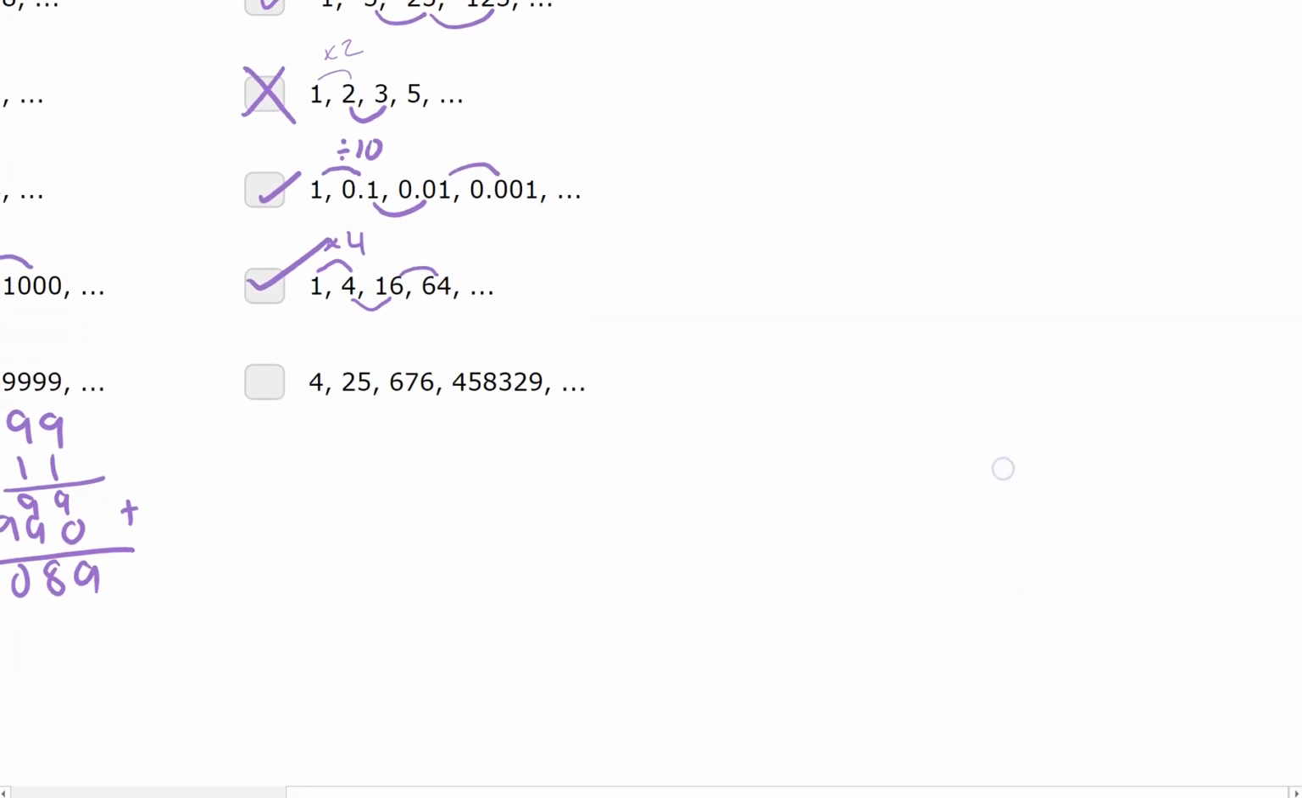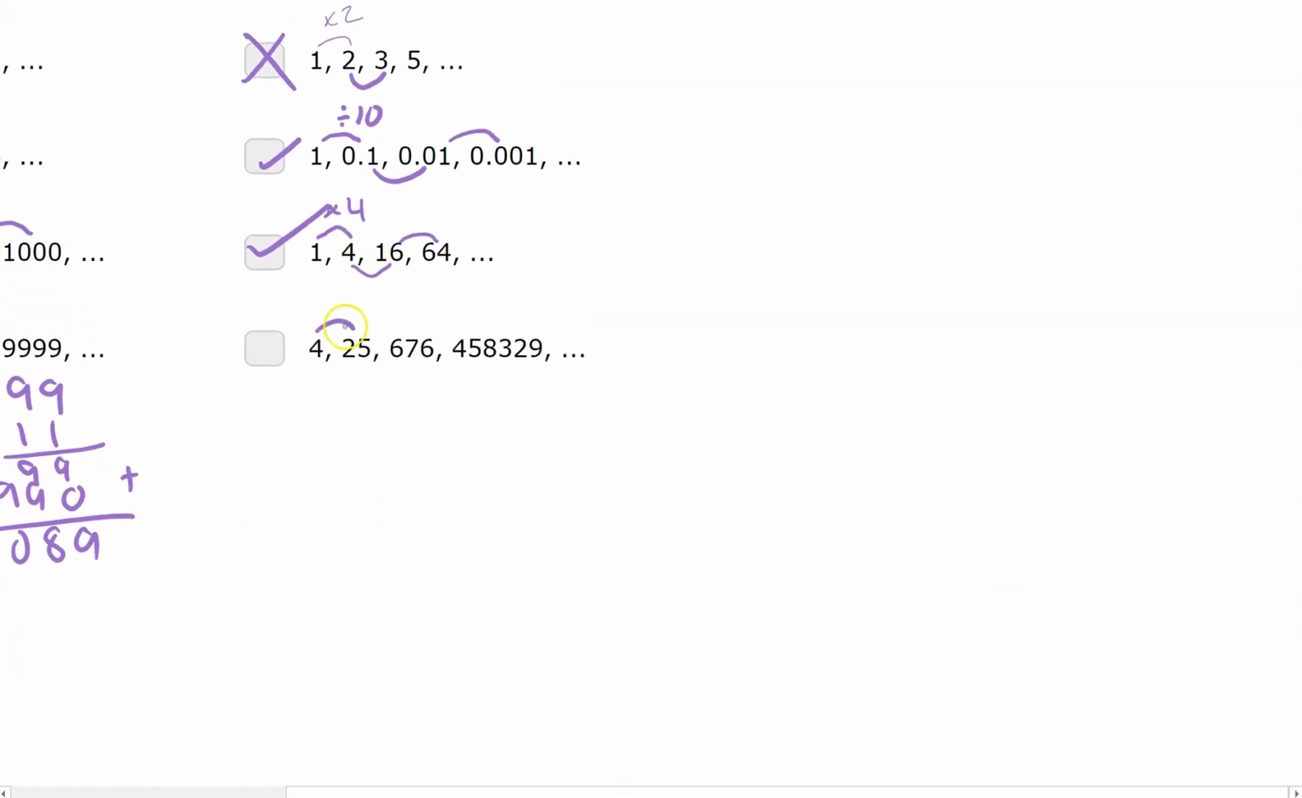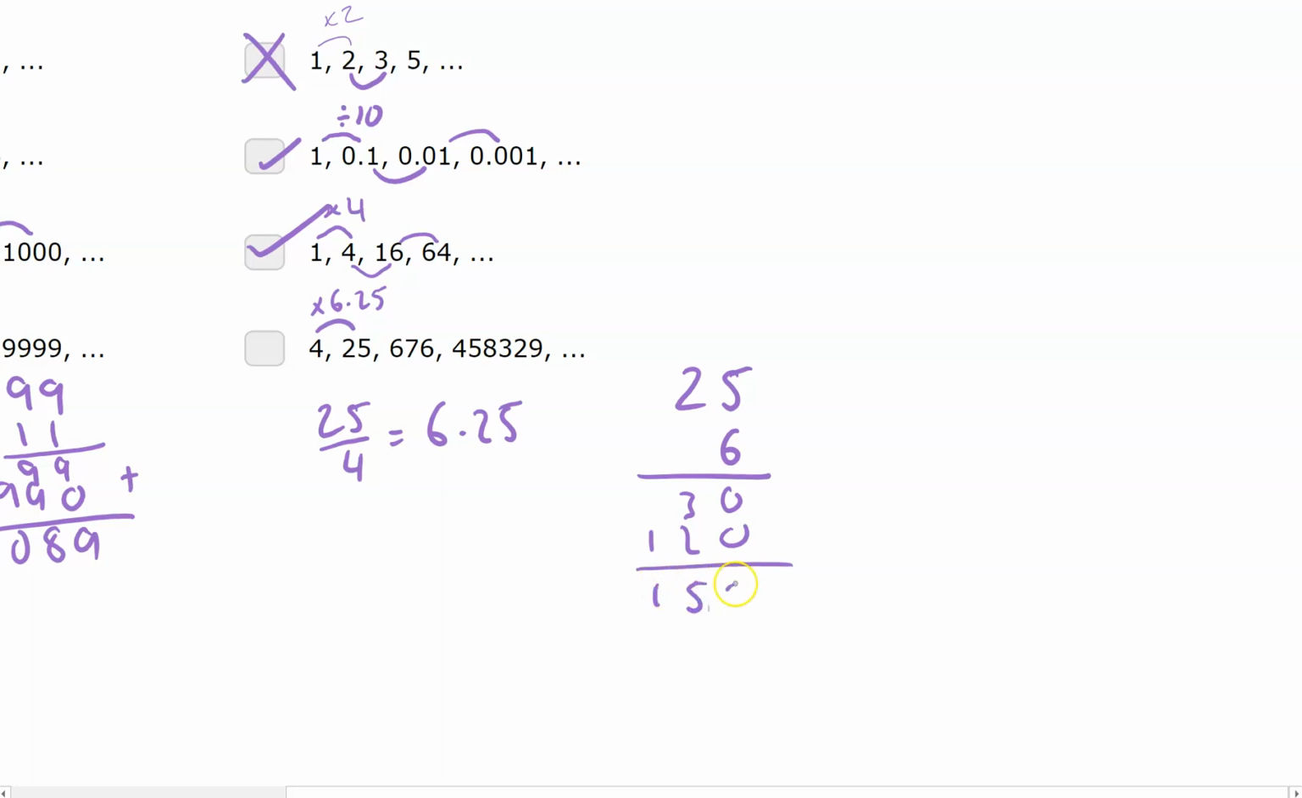And the last one, so that would be 25 over 4 is 6.25. So times 6.25. If I take 25 and multiply it by 6.25, am I going to get 676? Well, as an estimate, if I rounded this off to 6, then I'm going to get 30, and I'm going to get 150. So it's going to be close to 150.